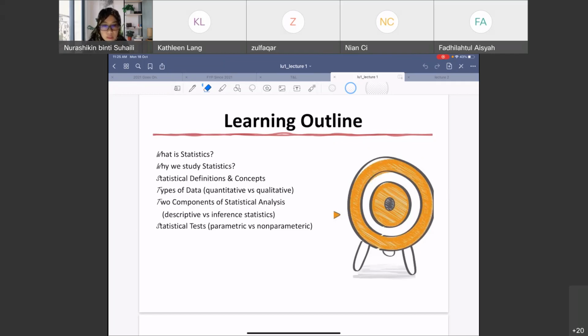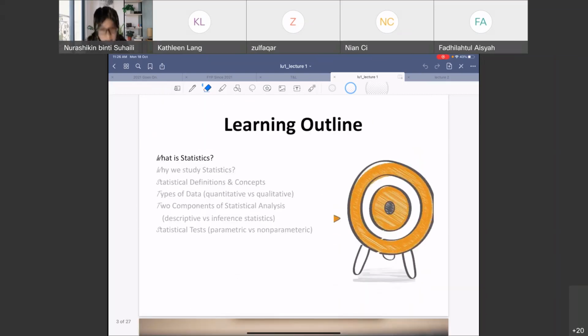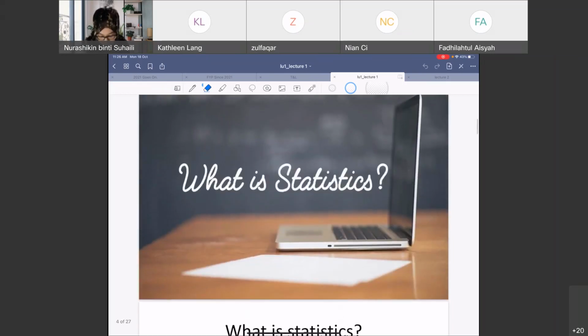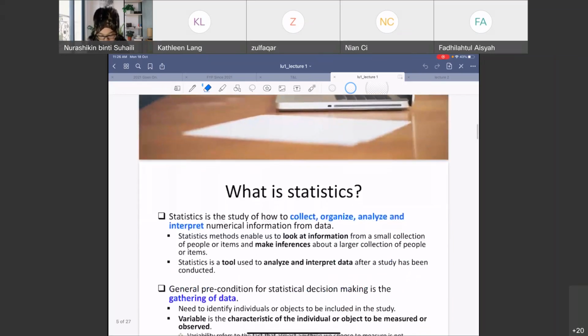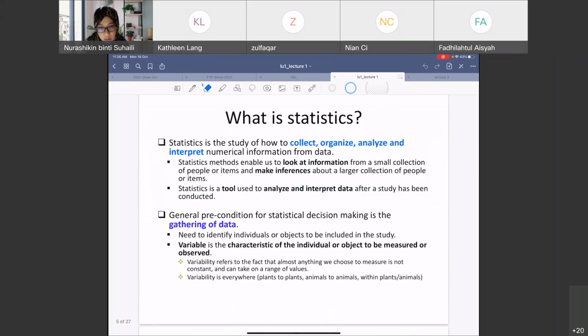There are two types, quantitative and qualitative. And then there are two components of statistical analysis: descriptive versus inference statistics. And then statistical tests, parametric and non-parametric tests. Okay, so let's have a look at first, what is statistics?